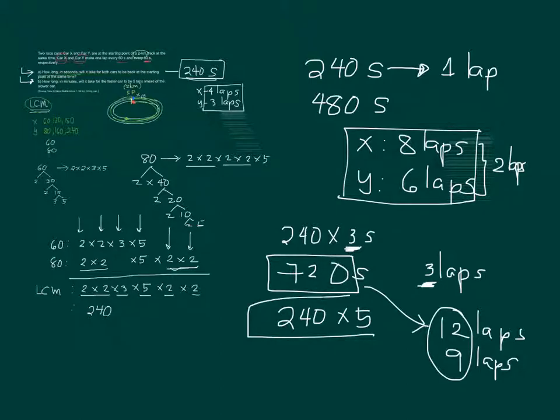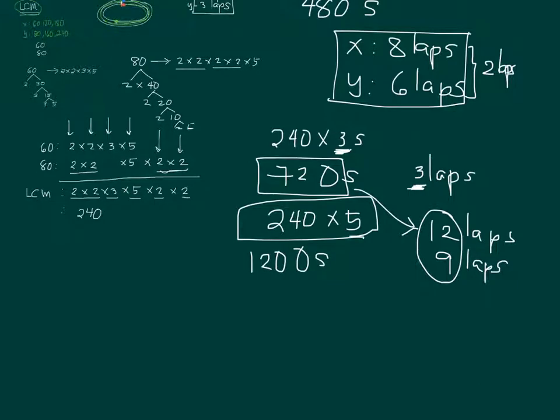So if we test that to 240 times 5, this will be about 1,200. So we could expect that the faster car will be 5 laps ahead of the slower car at 1,200 seconds. And if we check the travel of the two cars at 1,200 seconds, remember, it takes 60 seconds for car X and 80 seconds for car Y.